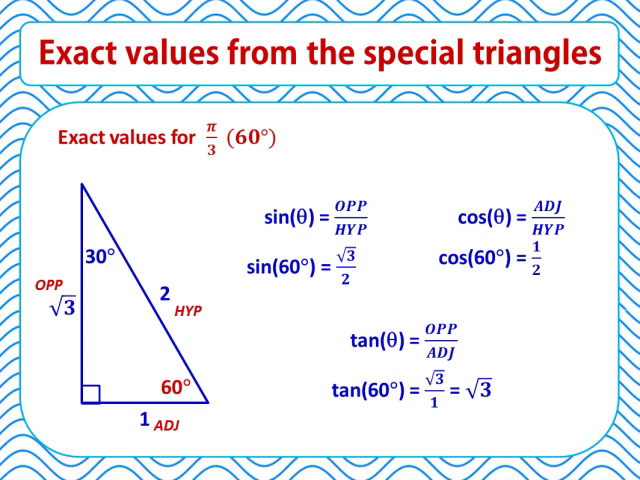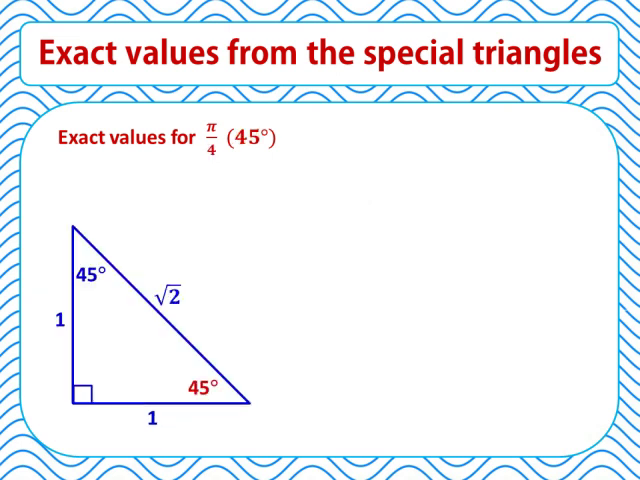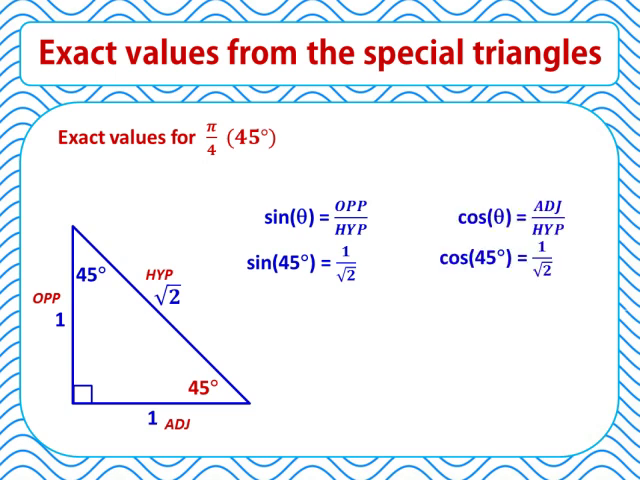And lastly, our exact values for 45 degrees or pi on 4 radians. We use the second of the special triangles, and here we can see again that the opposite and adjacent sides will both be 1, and the hypotenuse length is root 2. And so that means that sine of 45 degrees or sine of pi on 4 is 1 on root 2. Cos of 45 degrees or cos of pi on 4 is also 1 on root 2, and tan of 45 degrees is 1 over 1, so just 1.